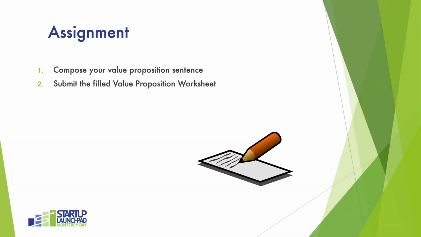Now you can finish up by composing your value proposition sentence in square 6 of your worksheet. You can use the sample structure provided in the worksheet, or you can modify it to better suit the specifics of your business. After that, submit your final worksheet for review and feedback.